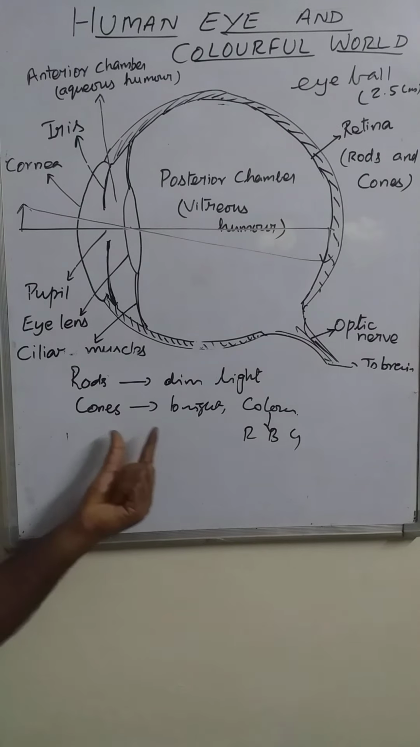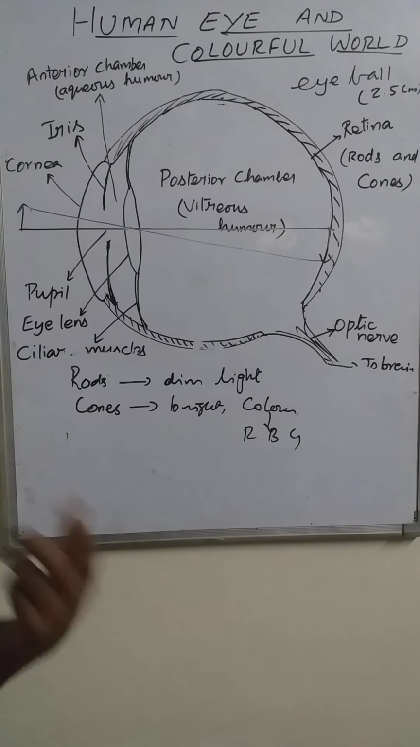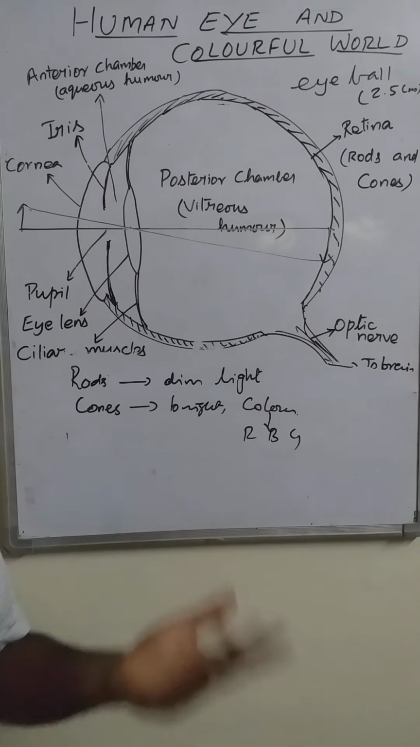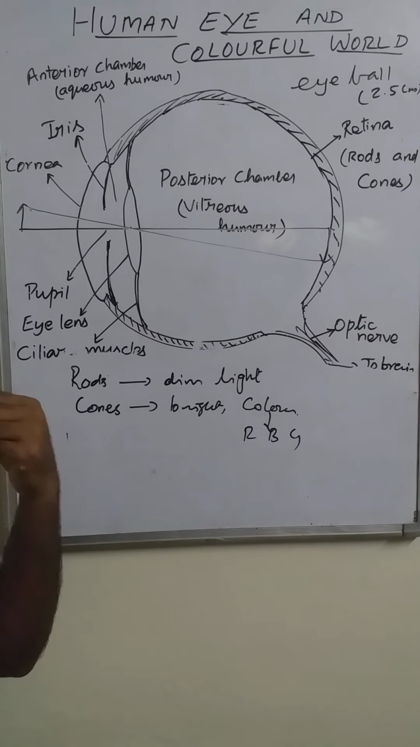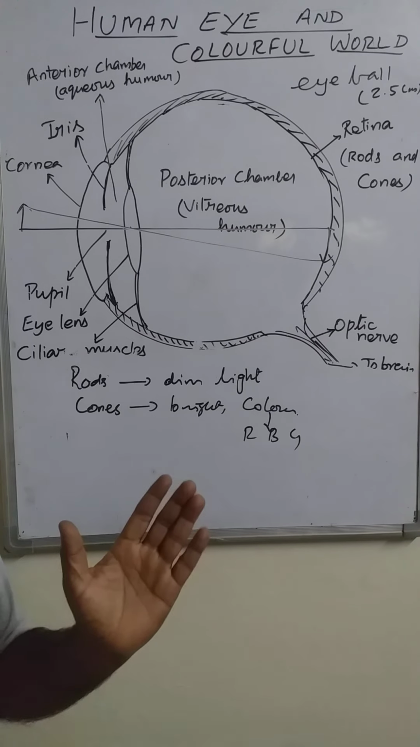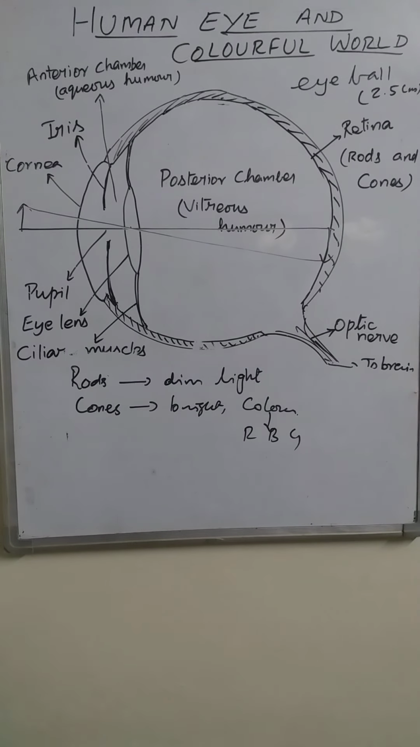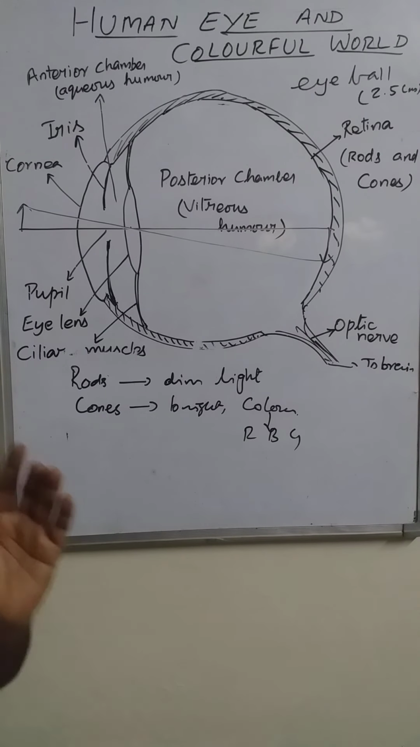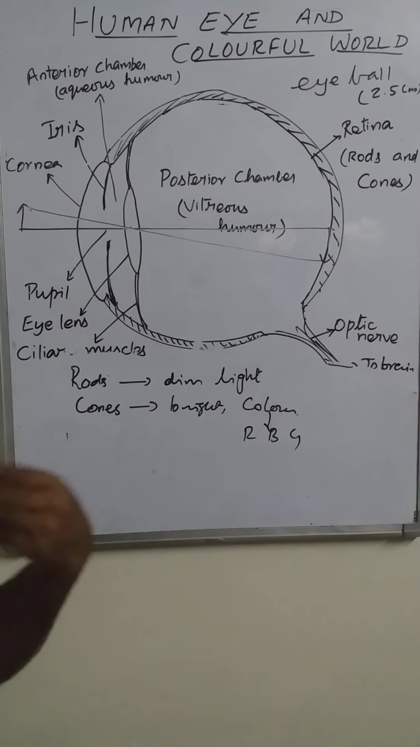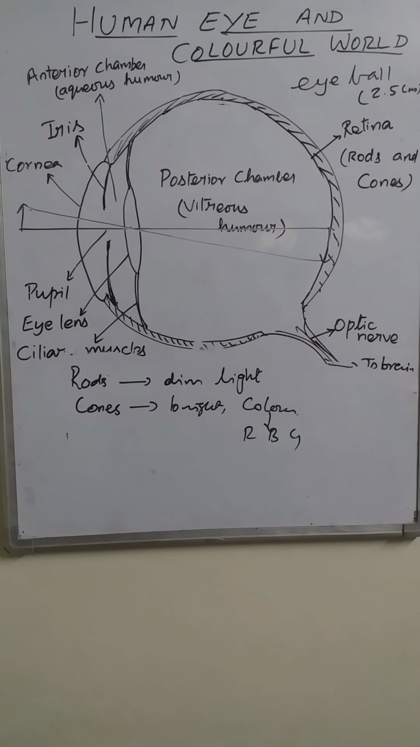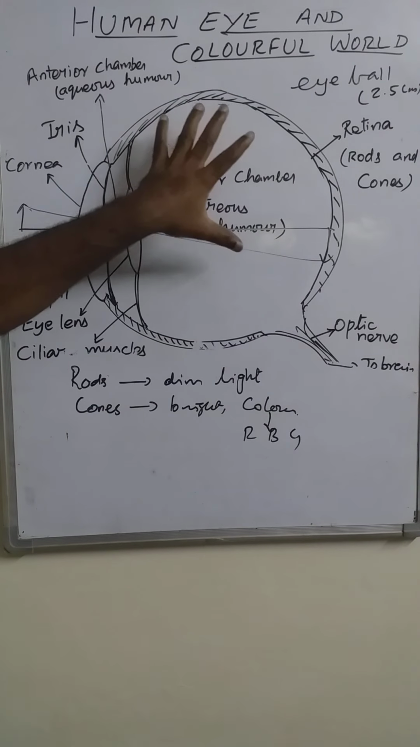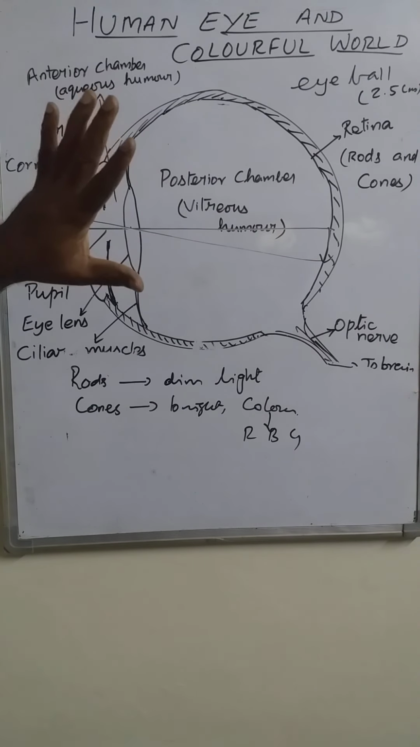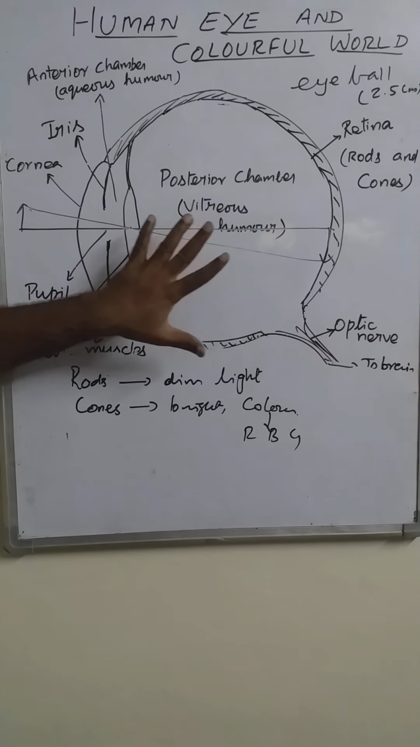Animals do not have cone cells. That's why they are not able to distinguish the colors. Whatever the animals are seeing, they are seeing either white or black. But they have a very large number of rod cells. That's why they are able to see the objects in the night time also. Most of the animals hunt during night time. So these are the rod cells, cone cells. Now these are the things about the parts of the human eye and the structure.